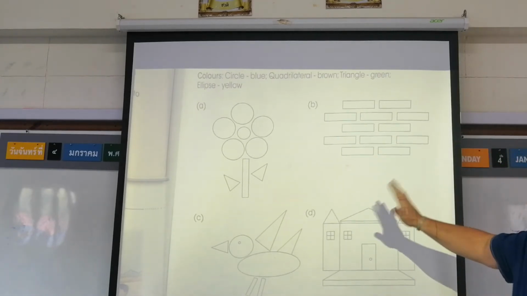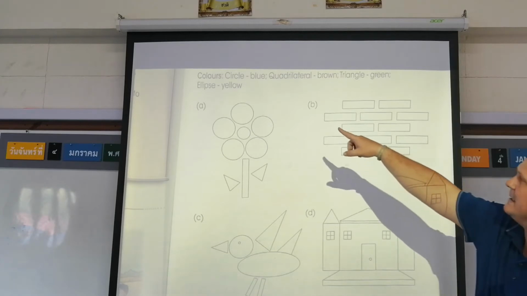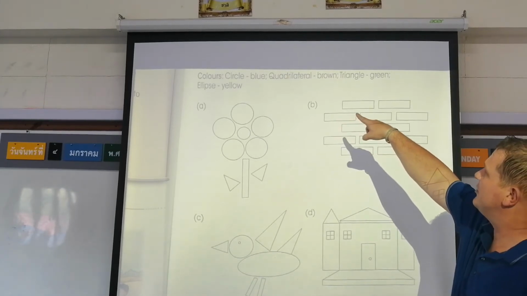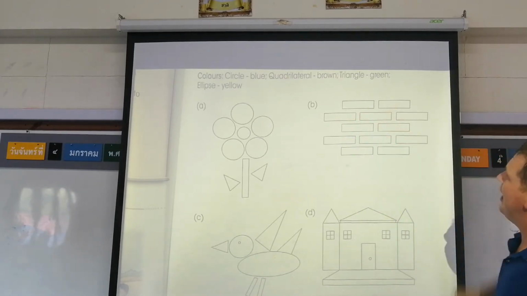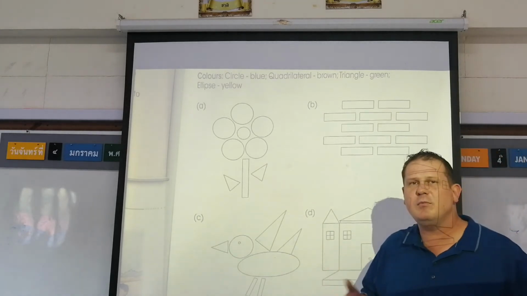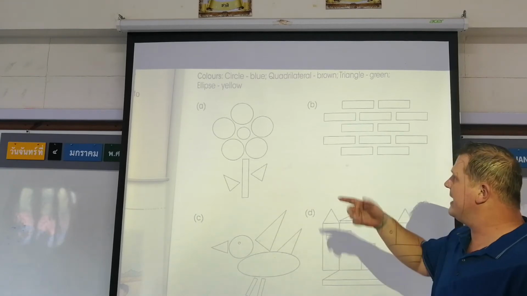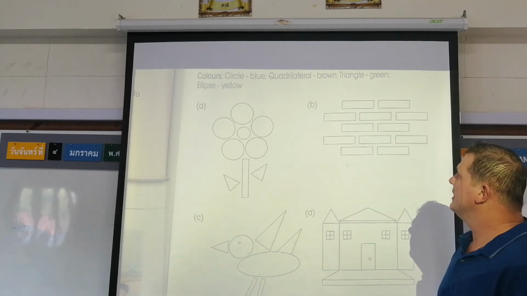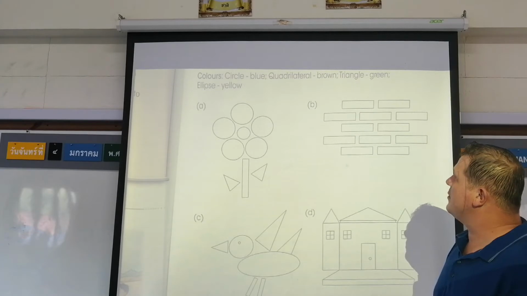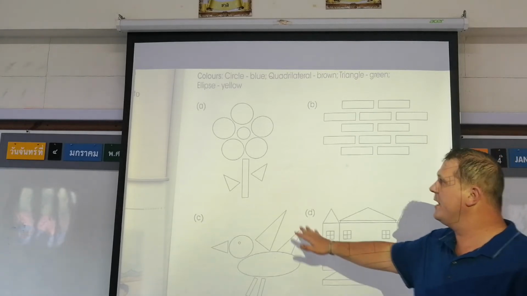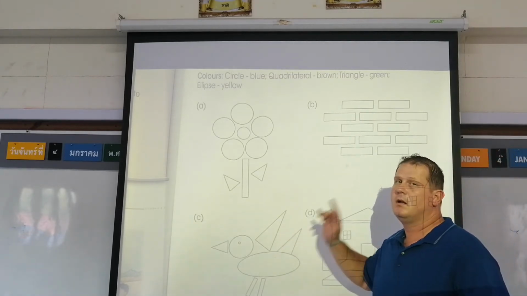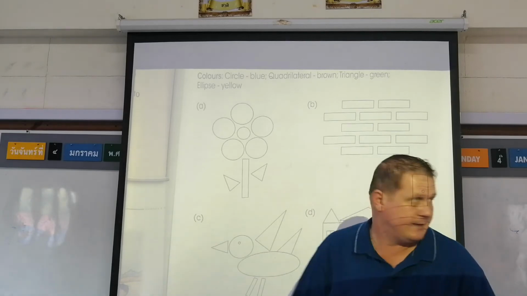Right. Look at this picture. Colors. Circles are blue. Quadrilaterals are brown. Triangles are green. Ellipses are yellow. Just at home, maybe you can write down, A, I see so many circles. B, I see so many quadrilaterals. But we're going to review this when we review the work. All right.